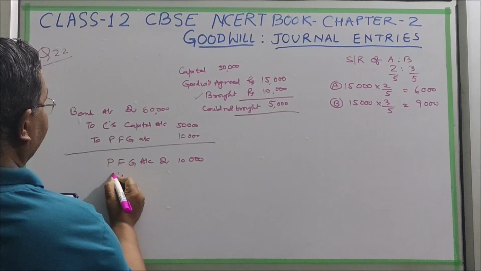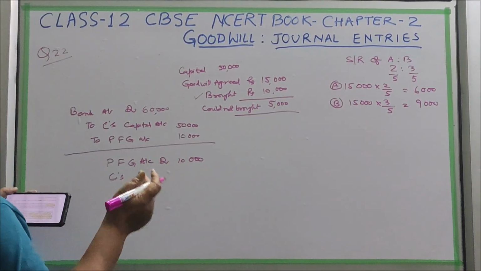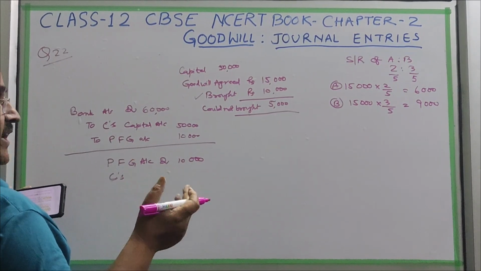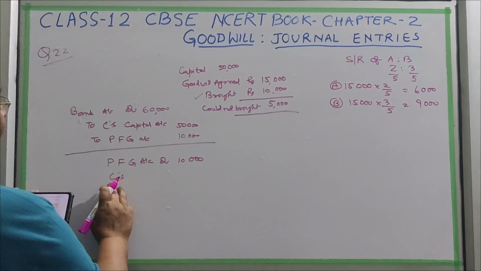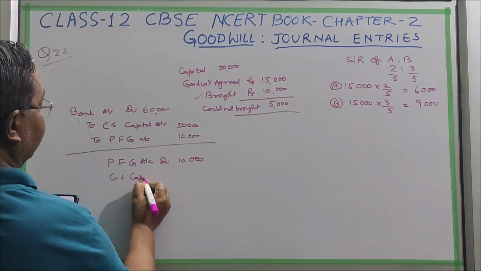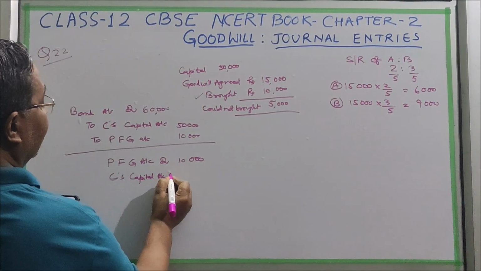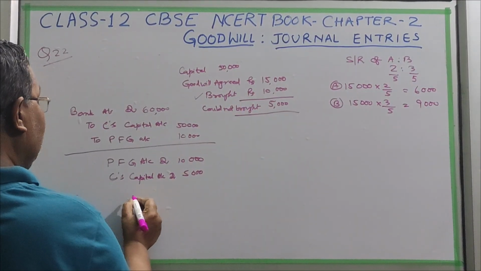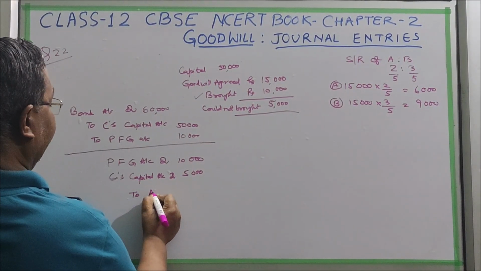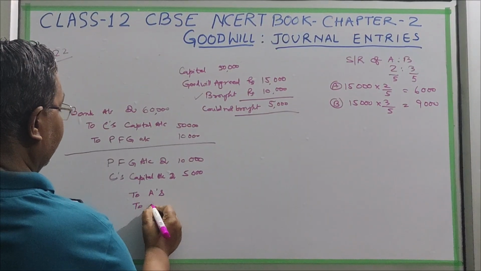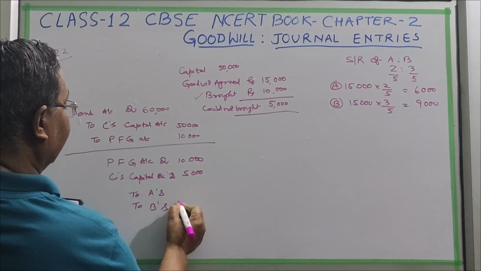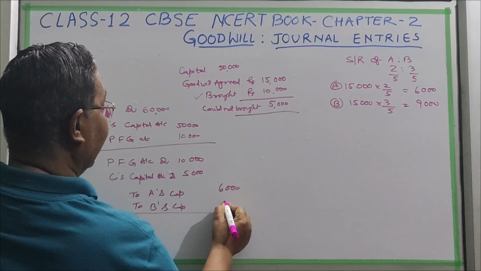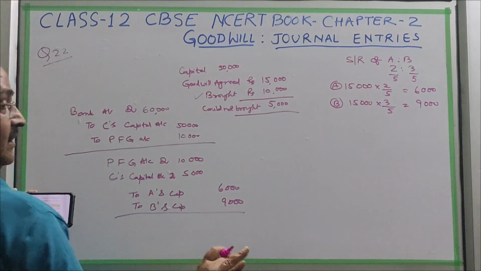So C, otherwise the current account is debited. In the question it is not given whether capital is fluctuating or fixed, so you presume it normal, and you debit C's capital account. C's capital account debit 5,000, which he could not bring, to A's capital and to B's capital account, and it will be given 6,000 and 9,000. Okay.